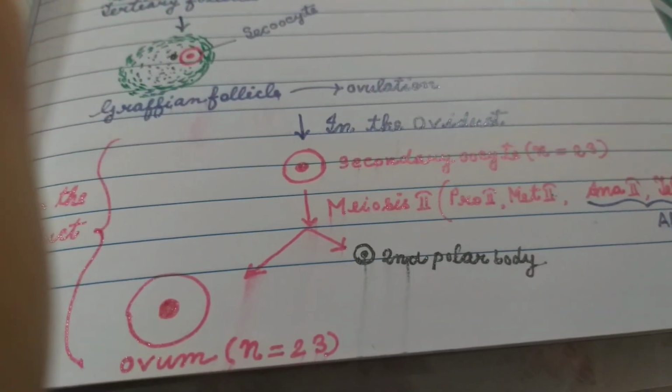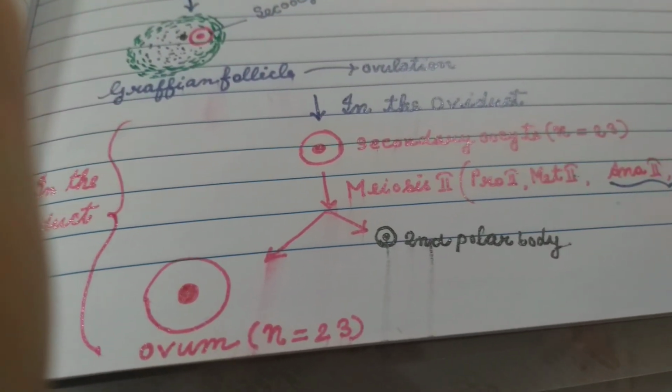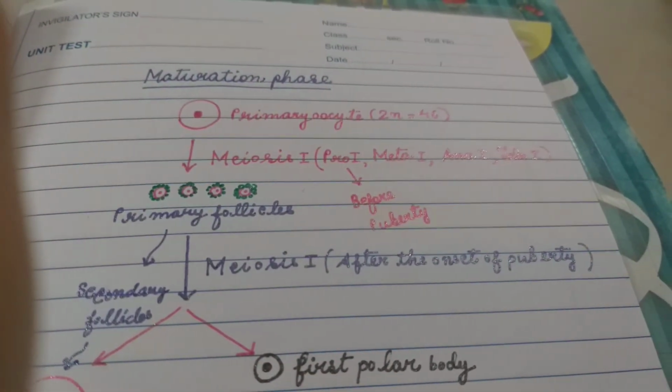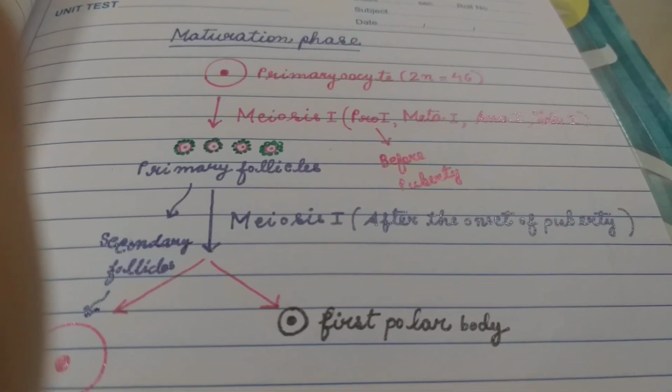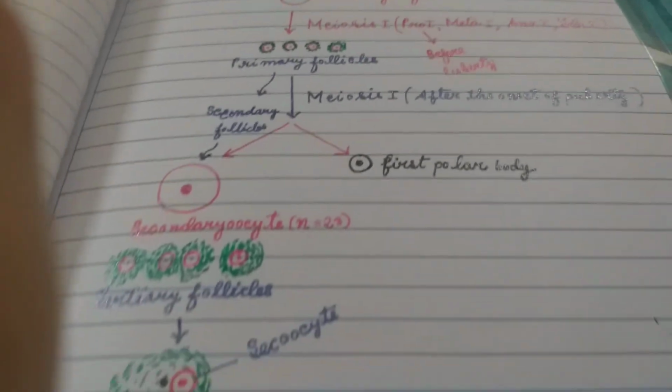So this part, second meiosis, occurs in the oviduct and first meiosis occurs in the ovary. So this is the maturation phase, which consists of meiosis 1 and meiosis 2.